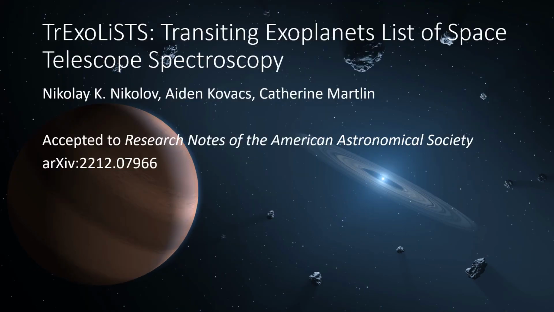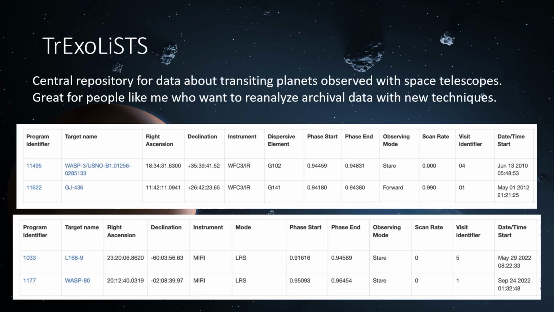The other paper I had in this category isn't really a science paper at all, but it will be very useful for science. And this is Trexo Lists, Transiting Exoplanets List of Space Telescope Spectroscopy. And this is simply a central repository for all of the data we have about transiting planets that have been observed with space telescopes. That's mostly Hubble and JWST, but there should also be a few others like Spitzer.